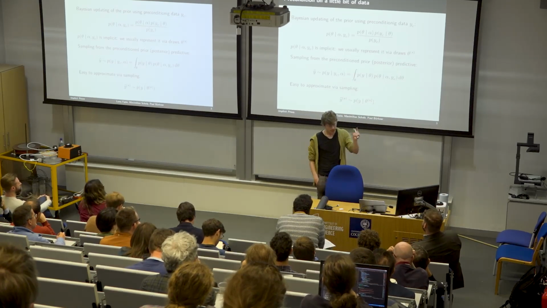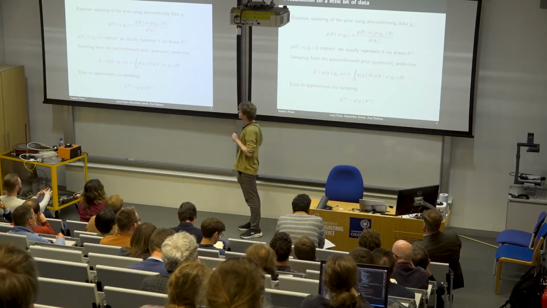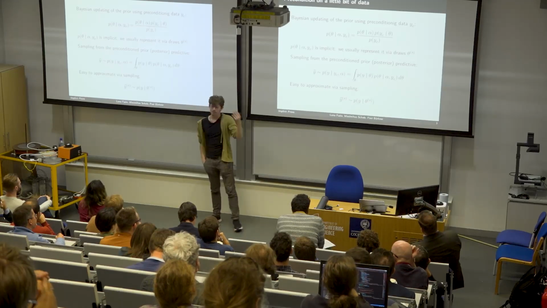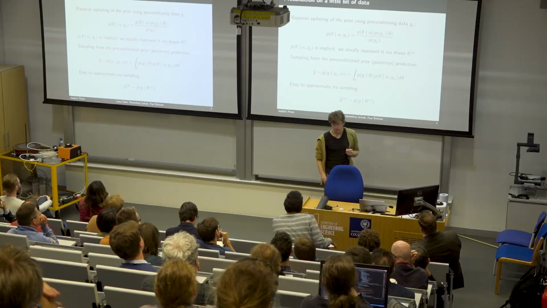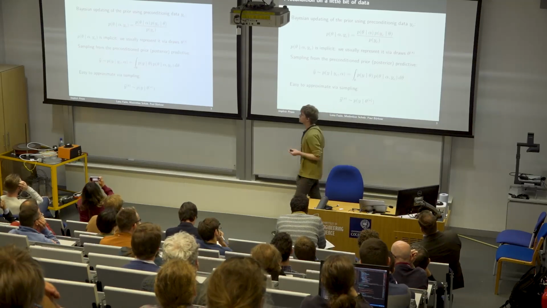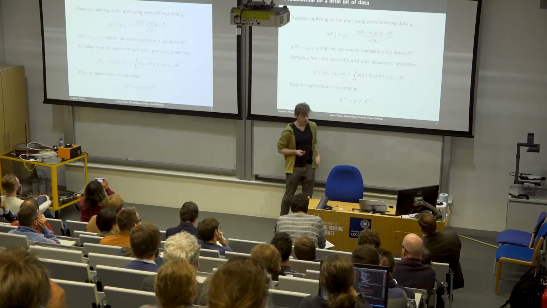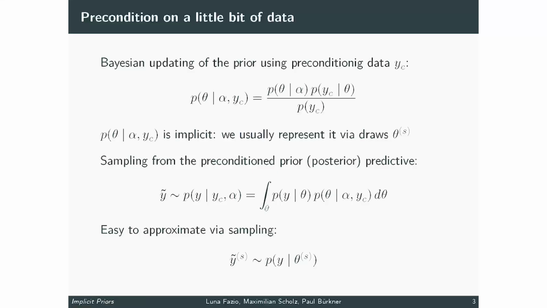In any case, we're just adding a tiny bit of data, and then we have this preconditioned prior, which is easy to sample from. So we use Stan, for example, to sample from this posterior based on the tiny bit of data. We represent this distribution via draws, and then we can of course sample from that posterior predictive as usual, only that we don't call it posterior, but we call it prior. The thing is, our preconditioned prior based on that bit of data is usually implicit because we can only represent it via draws.